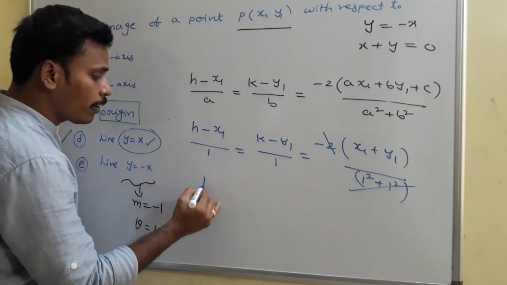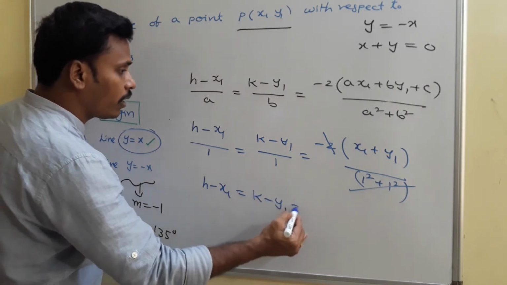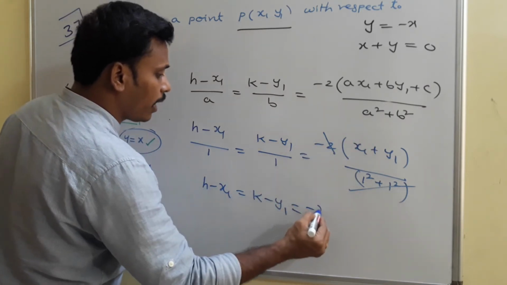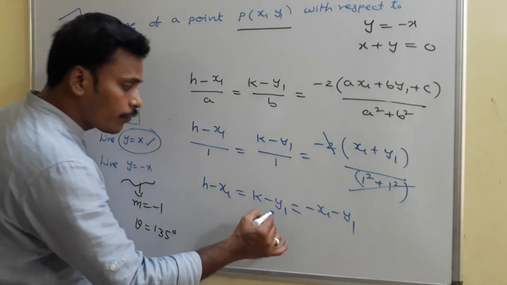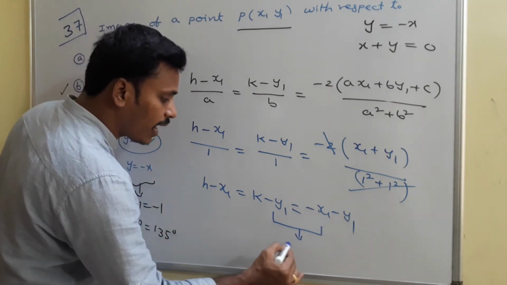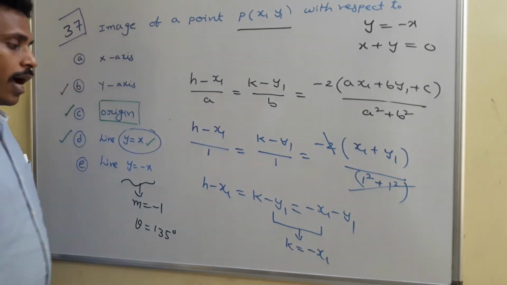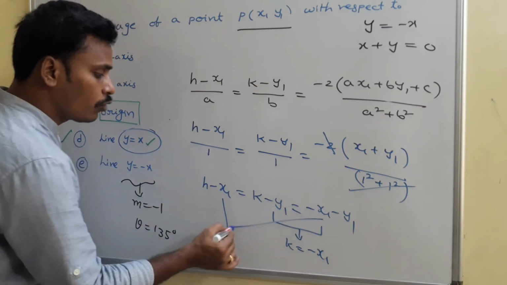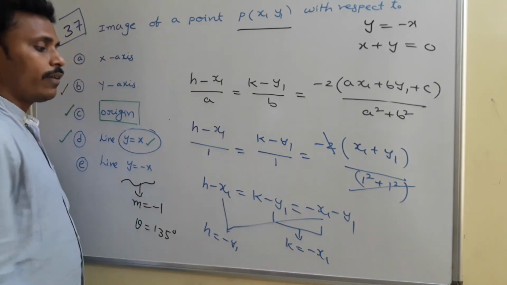See now, h minus x1 is equal to k minus y1 is equal to, just apply this, minus x1 minus y1. And now if you equate these two, at the end you will get that k is equal to minus x1. And if you equate these two, at the end you will get that h is equal to minus y1.